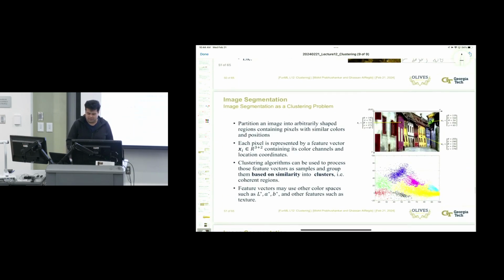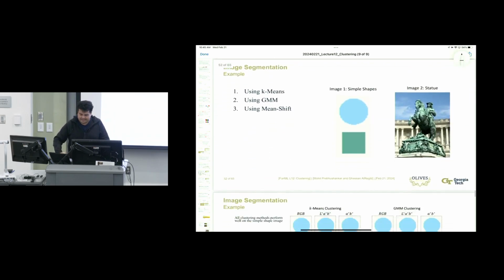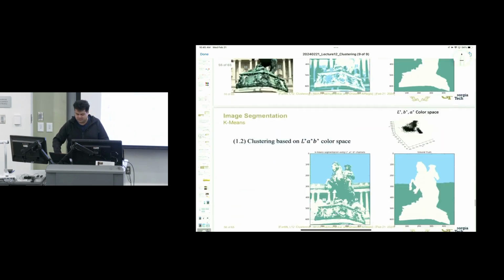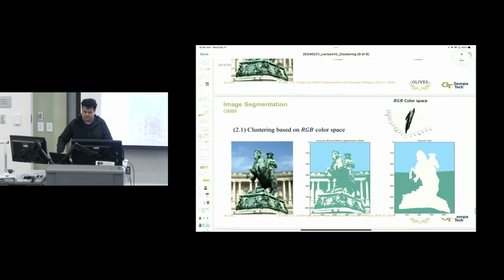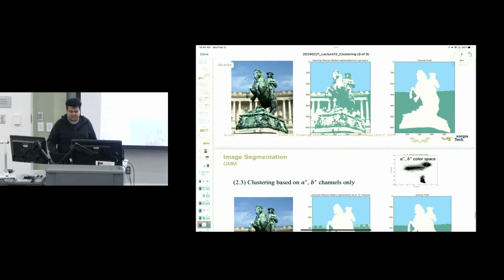The only important part here to note is that in an image, the dimensionality of my data is going to be fine. There is RGB, which is usually how we have our images, and there's an XY coordinate, which is the location of that pixel. So that's why your dimensionality is going to be fine. And I have a few examples of how k-means clustering looks, versus GMM, versus the mean shift algorithm.